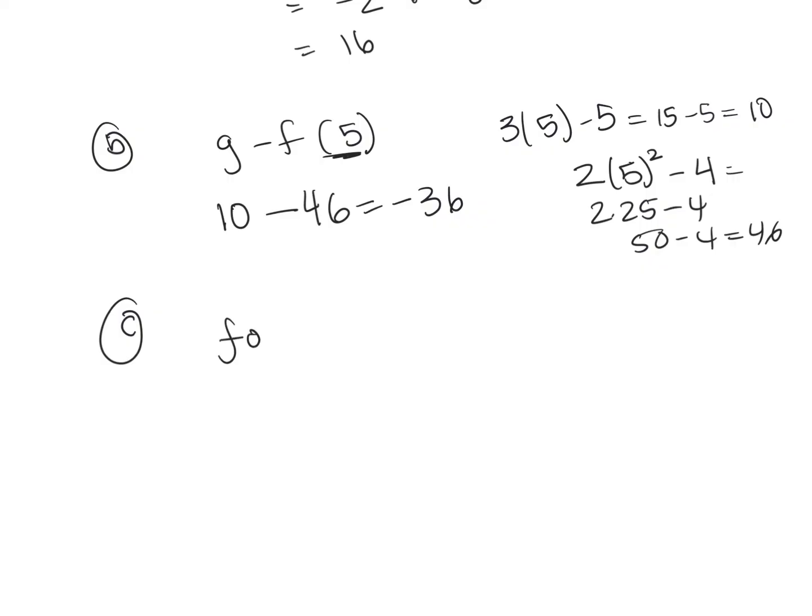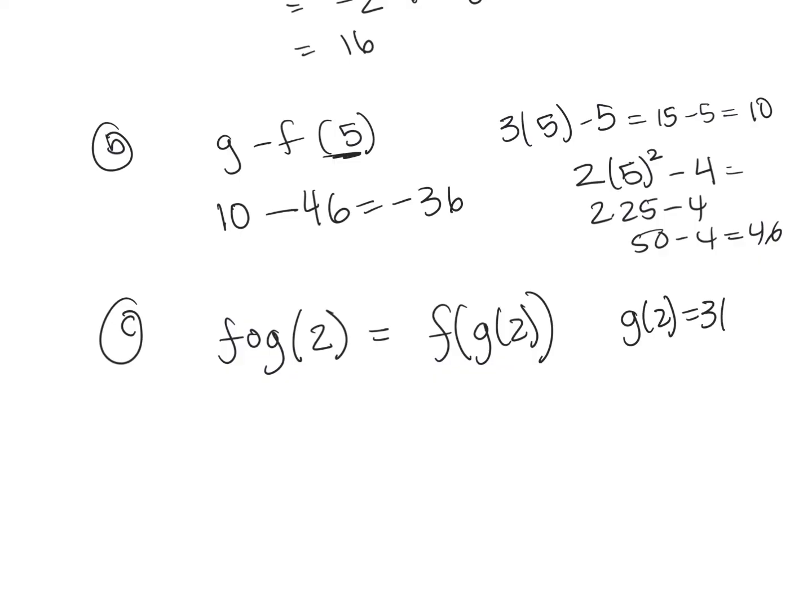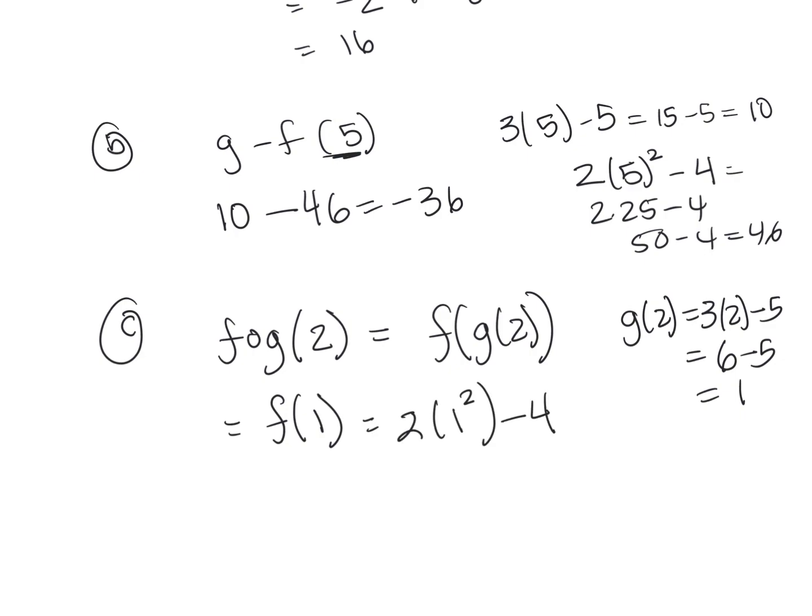This is F of G of 2. This is important that I put the 2 in G first. So G of 2 is equal to 3 times 2 minus 5, which is 6 minus 5, which is 1. So this would be the same as F of 1. Now I put the 1 into F. So F of 1 is equal to 2 times 1 squared minus 4, which is 2 minus 4, which is negative 2. Normally you wouldn't put the parentheses around that exponent, right?